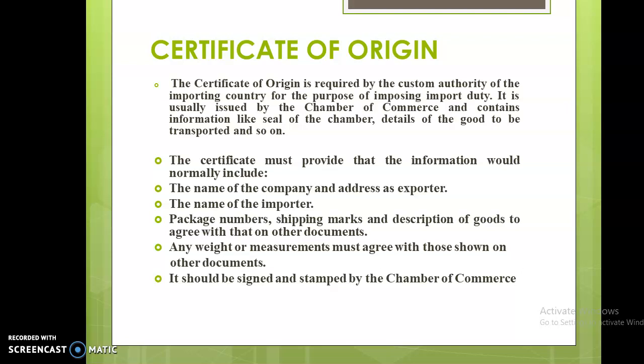The name of the company, meaning the exporter's company name, and the address details, everything will be in the certificate of origin. And who is importing the products, that is the importer's name and address details, will also be included. Package numbers and shipping marks will be included, and how much weight is involved in that consignment will also be in the certificate of origin. Finally, the most important thing is that this certificate will be signed and sealed by the Chamber of Commerce.